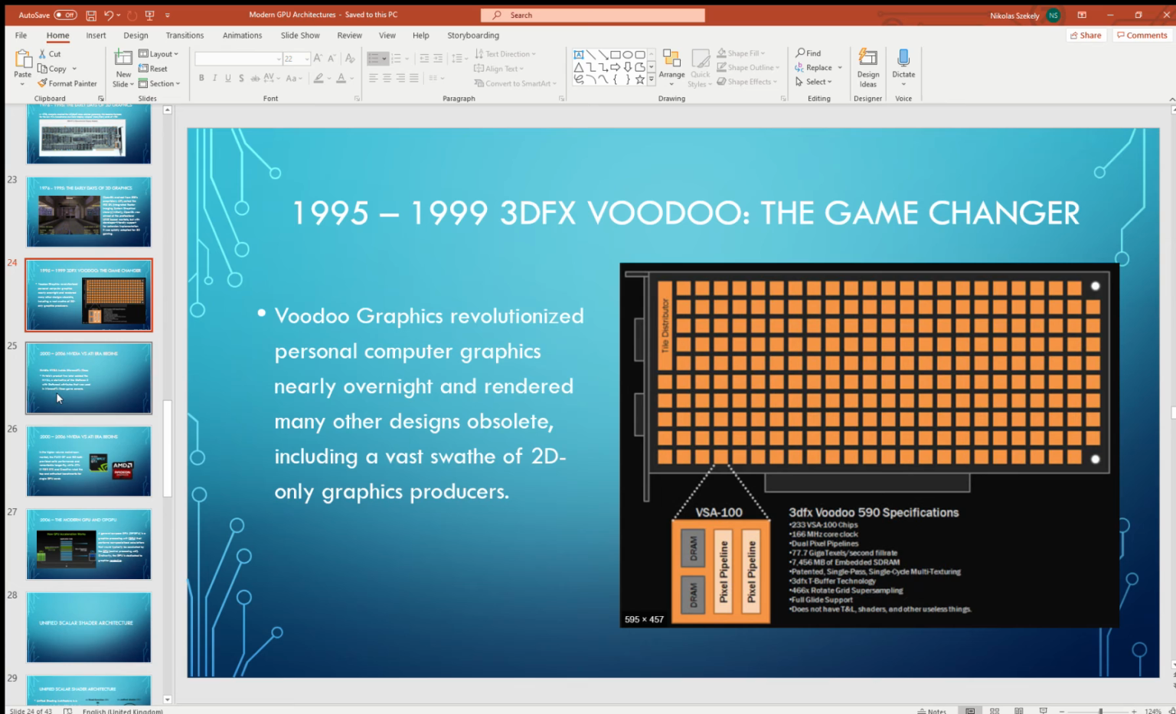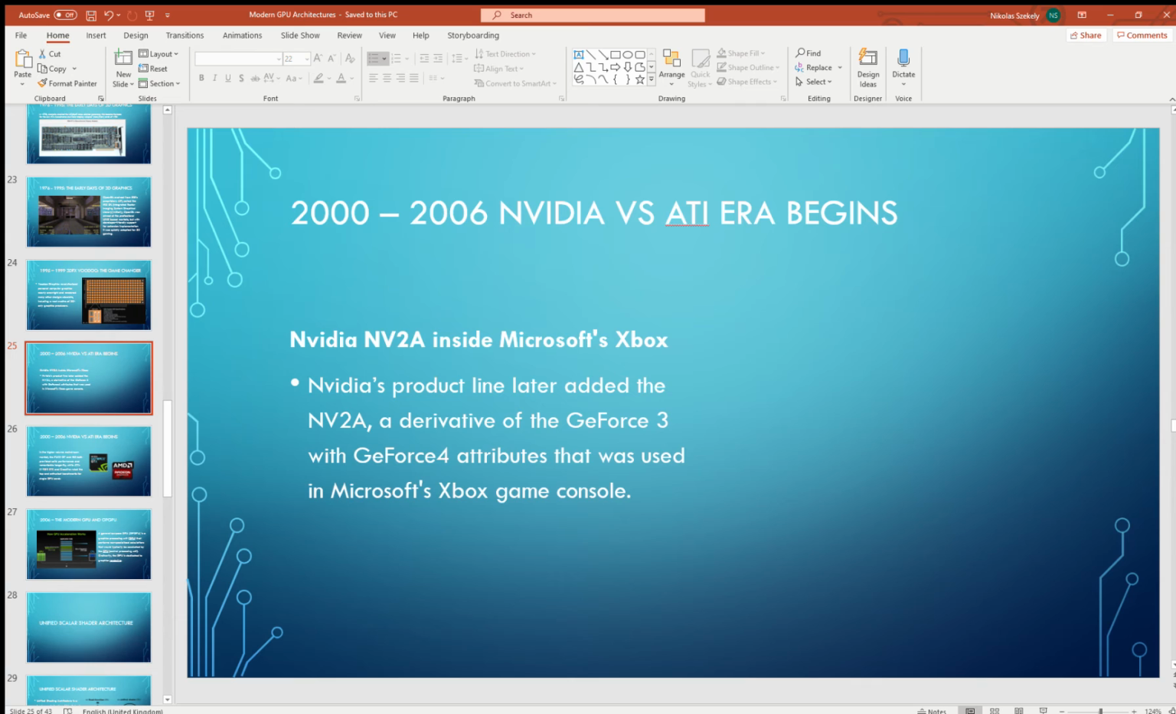The NVIDIA GeForce 256 was the first graphics chip to actually be called a GPU, based on the addition of a hardware-based transformation and lighting engine, referred to as T&L. Between 2000 and 2006, the NVIDIA versus ATI era began. These two companies started really competing with each other.